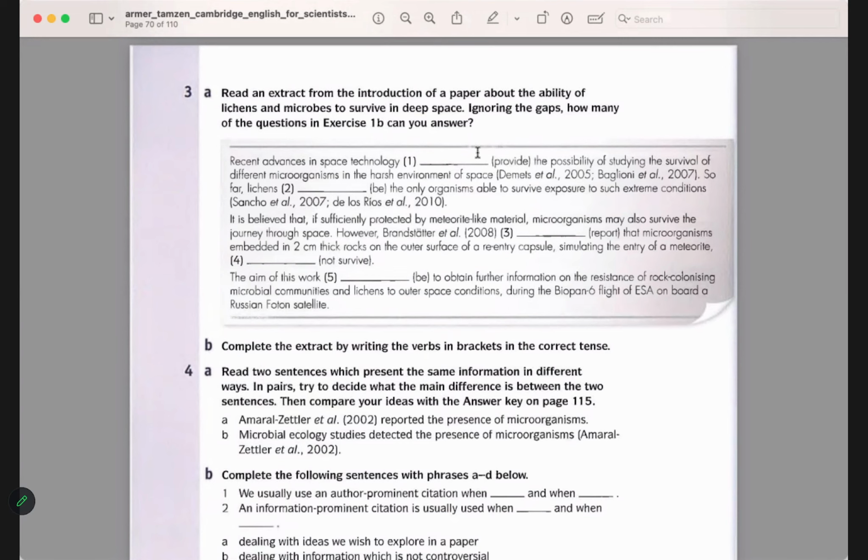Someone reported like this. Yep. Yeah. So it's the investigation, the research of the previous scientists about the microorganisms embedded into the silk road and re-entry capsule simulating the entry of meteorite, which did not survive. So it's about the previous works. Yeah.